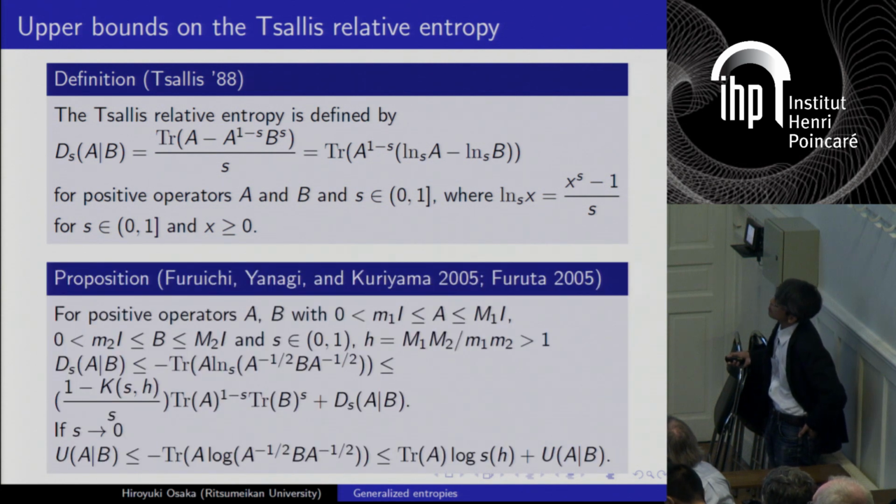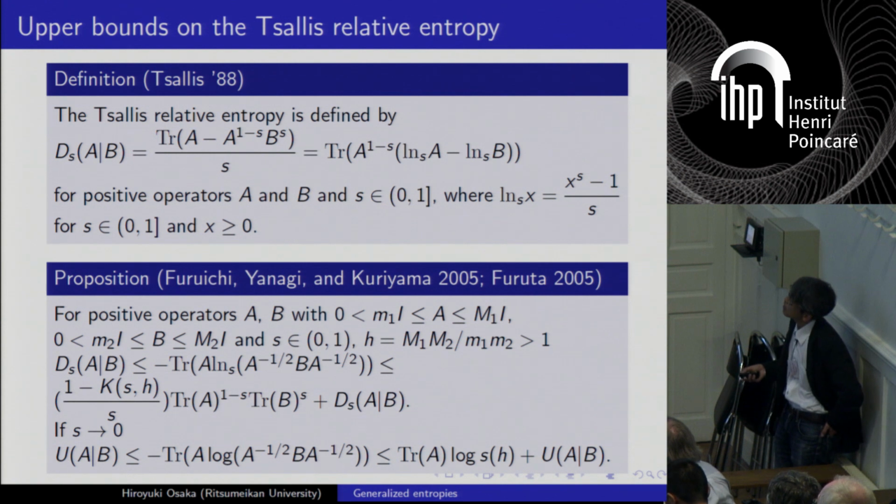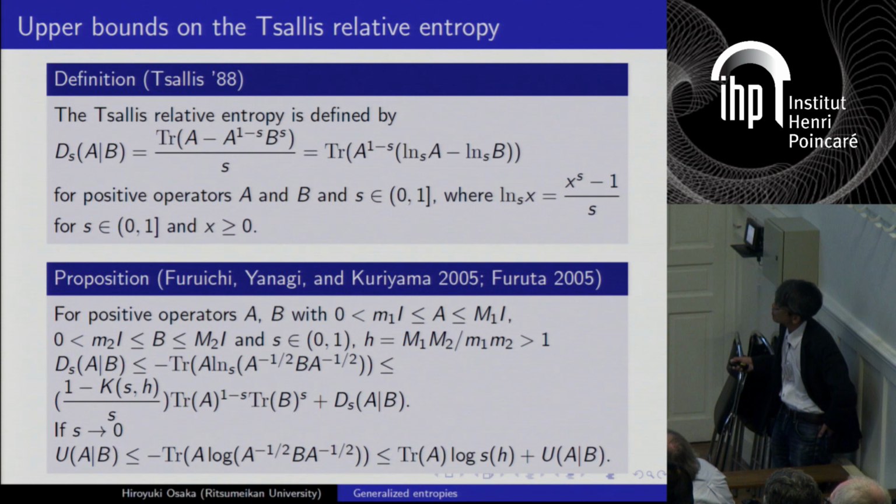Then here is some result by Furuichi, Yanagi, Kuriyama, and also Furuta. Given positive operators satisfying two conditions, and H is like this one, we can get an upper bound on the Tsallis entropy like this one. Okay, if s goes to 0, then this Tsallis entropy goes to the Umegaki entropy or the quantum relative entropy, and I already explained this inequality previously.